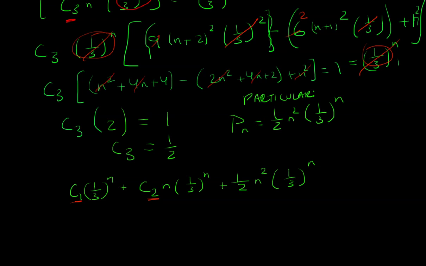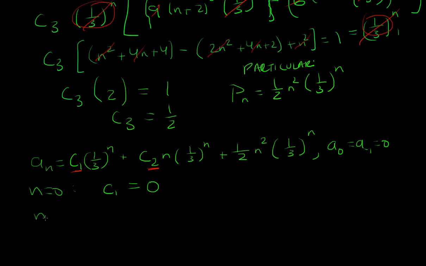So recall, we had a_0 and a_{-1} both 0. If I plug in n = 0, I better get 0. So we have C1 times (1/3)^0, which is 1, plus C2 times 0, that's 0, and then 1/2 times 0 squared is also 0. So we have C1 is equal to 0.